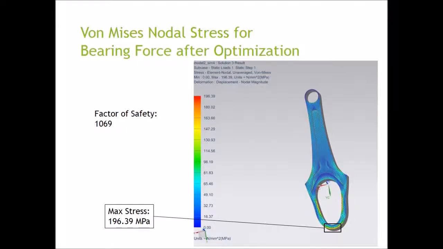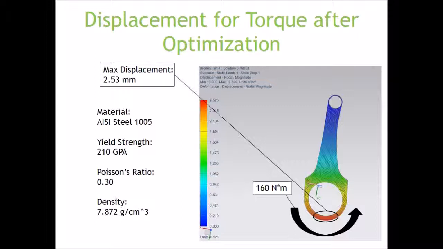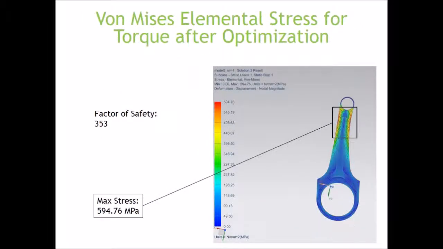The nodal stress then became 196 megapascals, which made the factor of safety 1,069. The part was reanalyzed for the same torsion force. It was found that the maximum displacement was 2.53 millimeters compared to the original 2.75 millimeters.